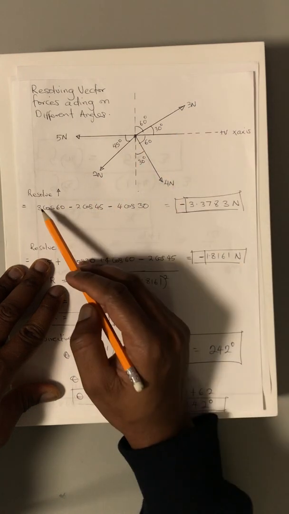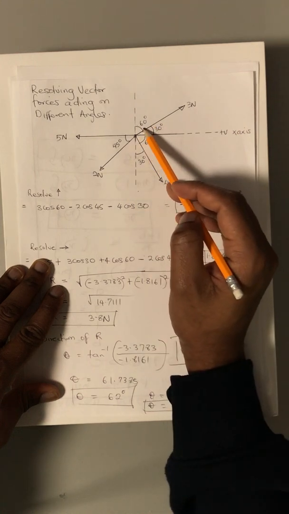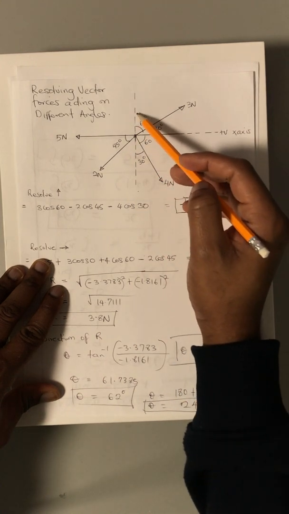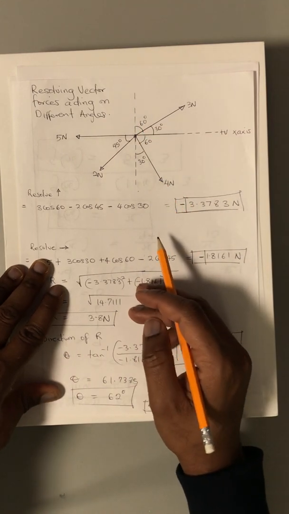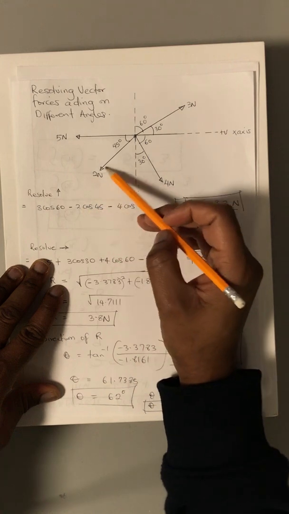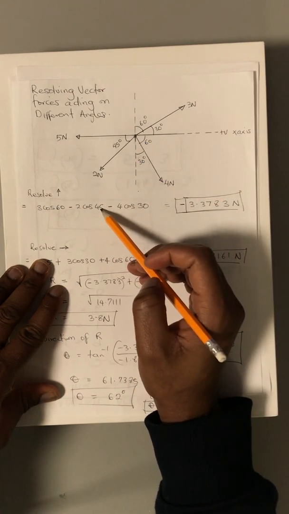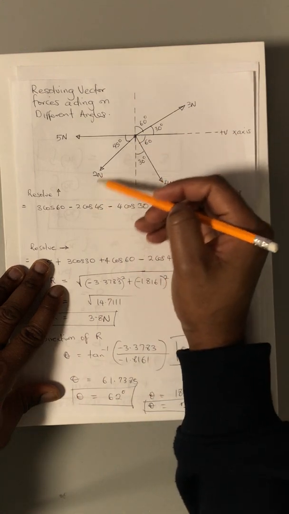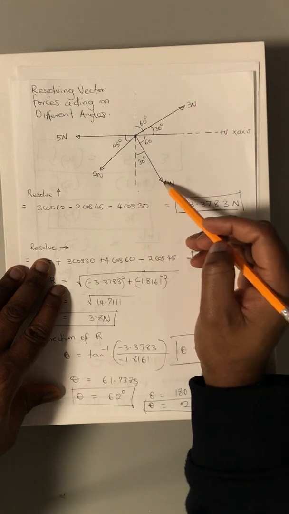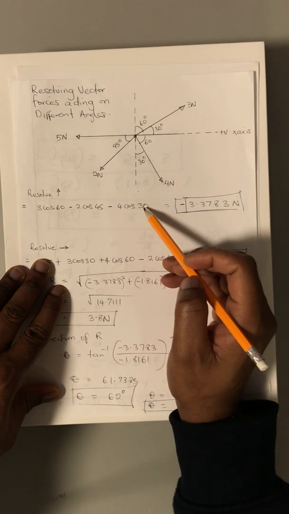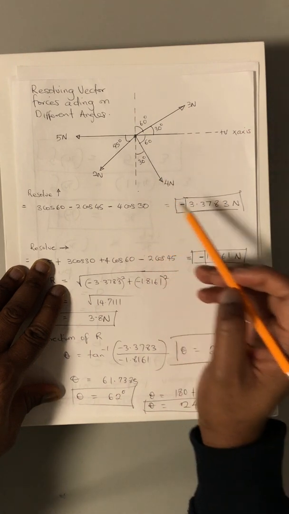To resolve our 3 Newton vertically, we have 3 cos 60 because there's an angle of 60 in reference to its vertical position. Now, to resolve our 2 Newton, we have negative 2 cos 45 because the force is acting downward. That's why we have negative. Now, to resolve 4 Newton, we have negative 4 cos 30, since it's acting downward.